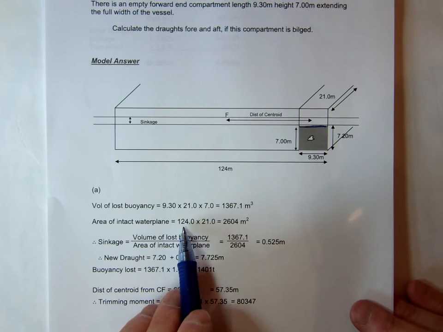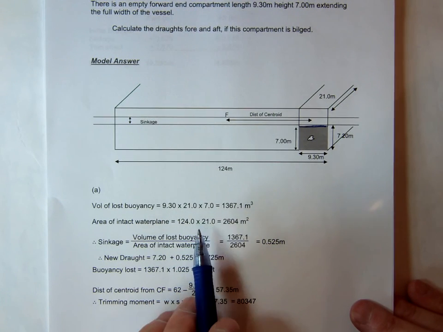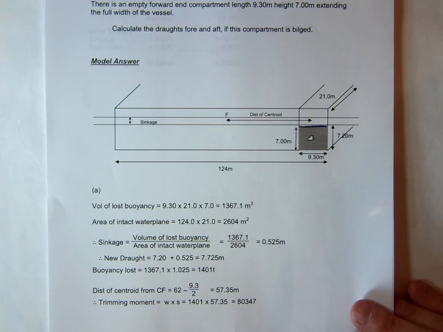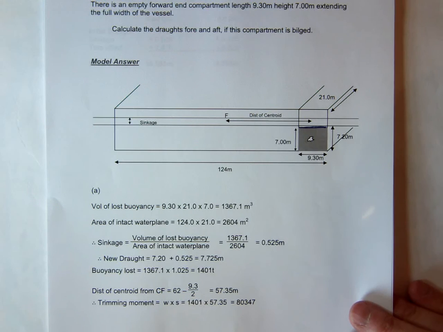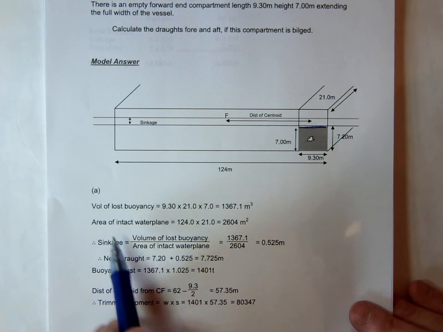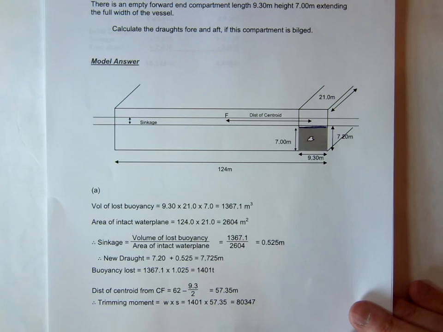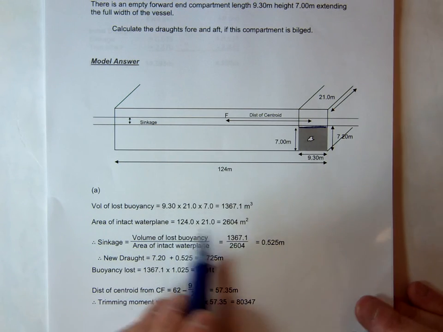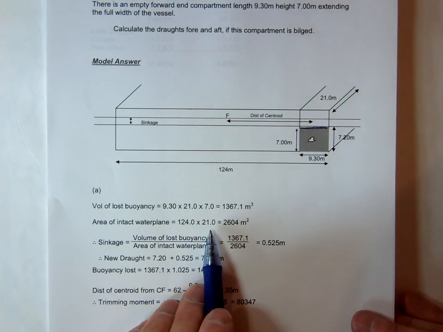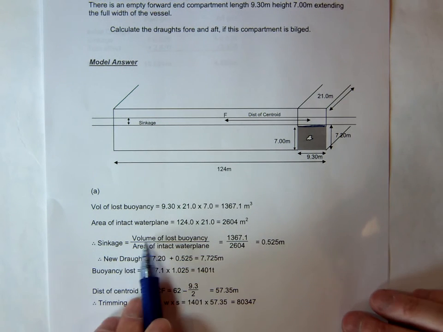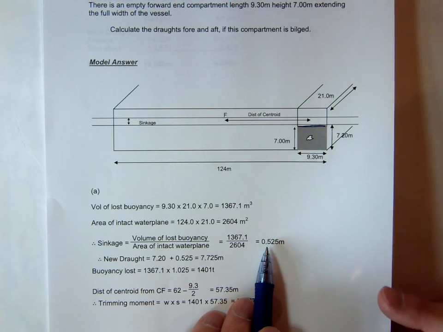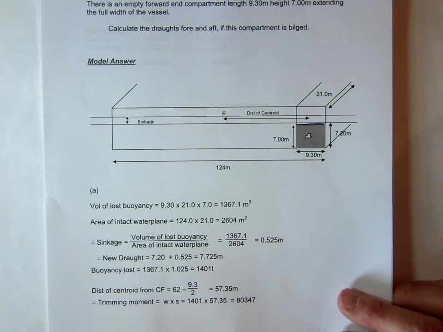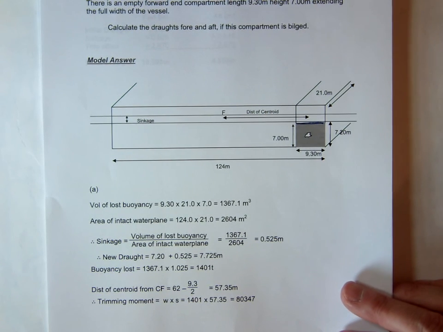Intact water plane, 124 times 21, because our water plane is intact. Okay, that's important as well to establish, so it's simply the whole amount, 124 by 21. Sinkage is lost buoyancy over intact water plane, 0.525. There's our new draft, 7.725.